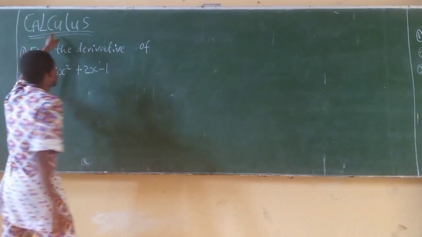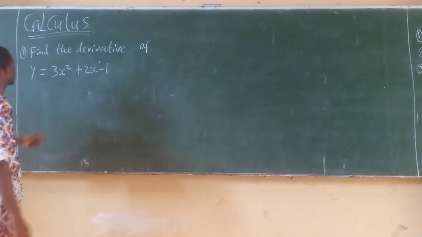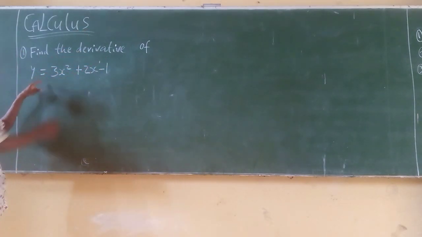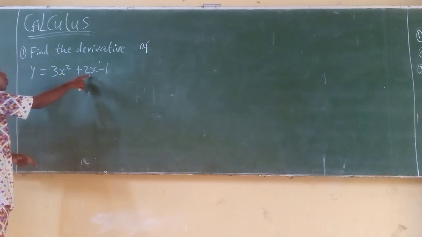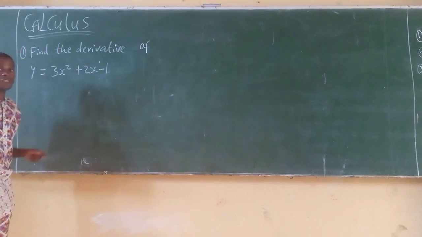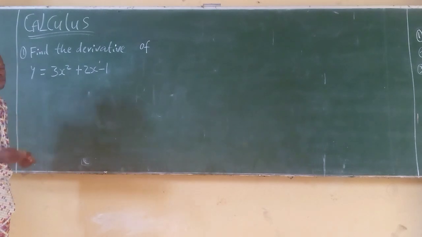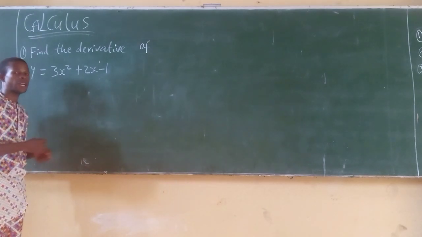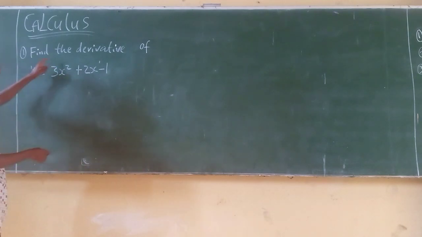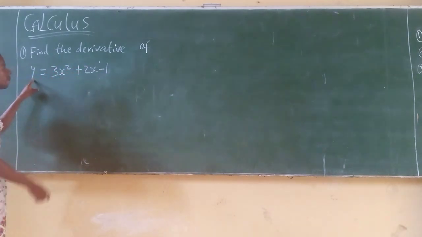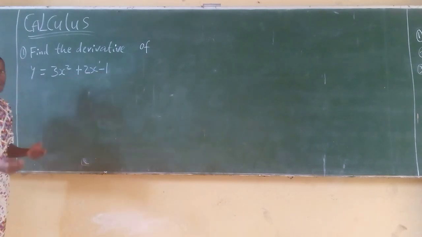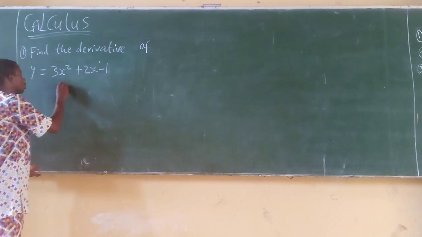We're looking at calculus, and we are given a question to find the derivative of y, which is equal to 3x squared plus 2x minus 1. This is a calculus question that is under the derivative. But in calculus, we have differentiation and integration. But this question is under differentiation. And they say you should find the derivative of y equals 3x squared plus 2x minus 1. How do we solve this kind of question? Let's look at the solution.